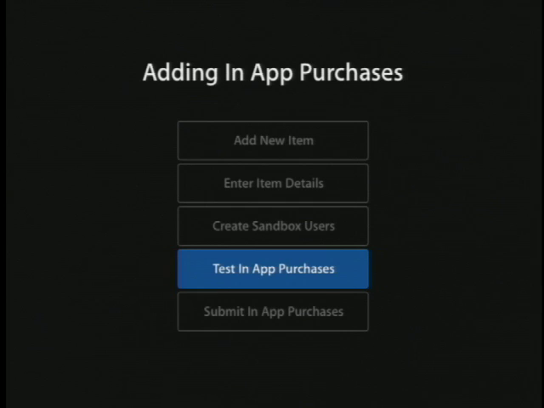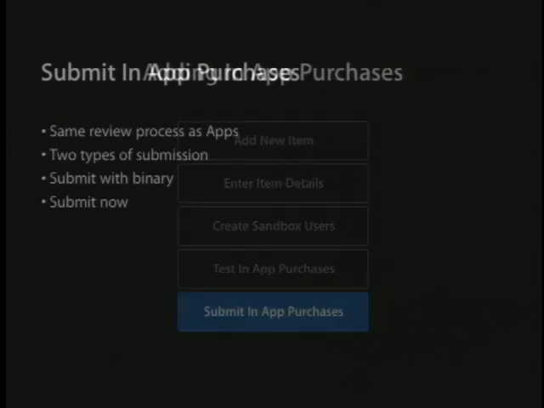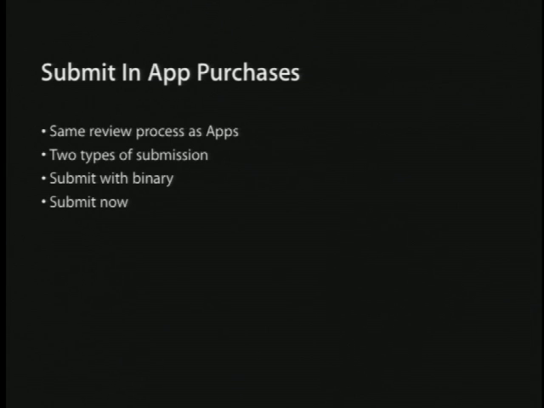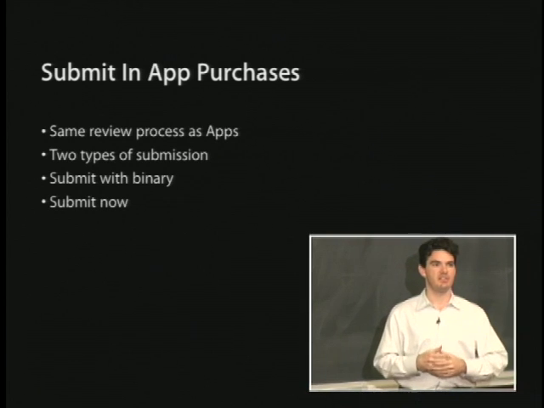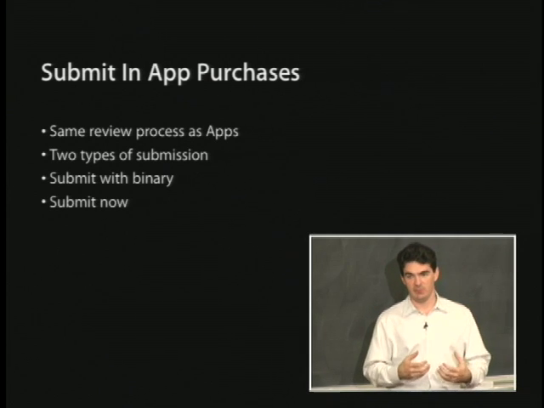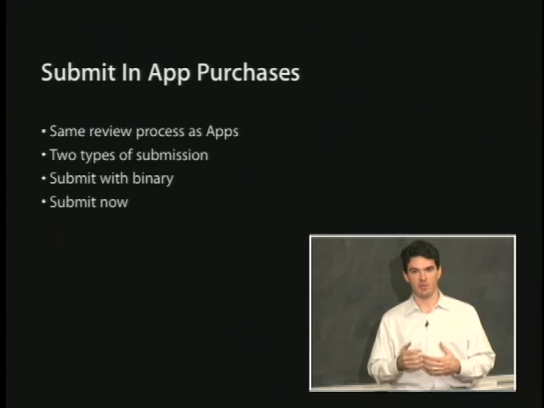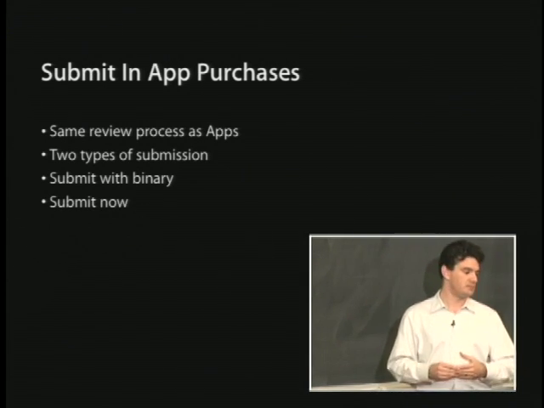Fourth step is obviously to test your in-app purchase items. And once you're ready to, you're going to submit your in-app purchases. Now, there's two types of submissions for in-app purchase items. In one case, you're tying your in-app purchase items submission to your binary. And you'd want to do this if, for instance, your application required your in-app purchase items.